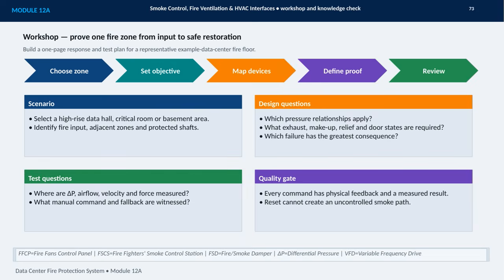The response and test plan must also define how success will be demonstrated. I'll specify where differential pressure, airflow, velocity, and door force are measured, and I'll identify the manual command and fallback operation that must be witnessed. The key quality gate is simple but demanding. Every command needs physical feedback and a measured result. I also need to confirm that system reset cannot create an uncontrolled smoke path. Finally, I'll review the complete one-page plan for clarity, consequence, and safe restoration, using the relevant fire control terminology consistently.